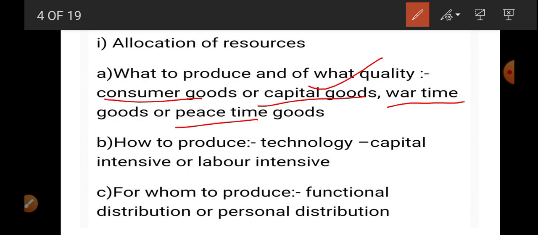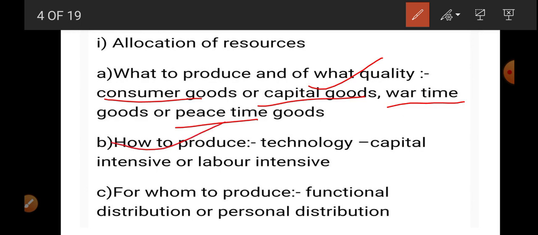If the economy is producing war time goods, it means that you are going to feel more protected, your international boundary is going to be more safe, but you are going to compromise with the standard of living of the people. You are not able to spend money on education, human capital formation, infrastructure. So this is the problem that is faced by the economy.